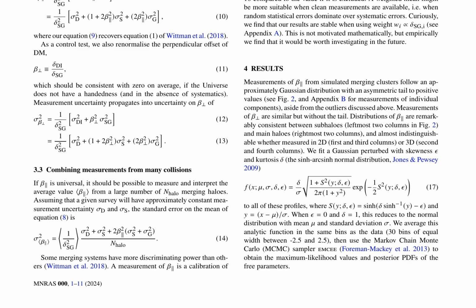Median and 1 sigma-like uncertainties are employed for measurements, and the results of the measurements of beta parallel and beta perpendicular from simulated merging clusters follow approximately Gaussian distributions. The importance of averaging measurements from different systems is discussed, with the use of an inverse variance weight to obtain a more accurate understanding of the dynamics of SIDM.